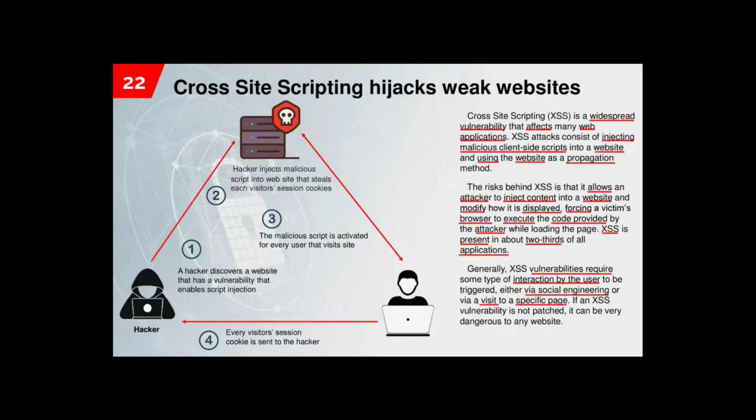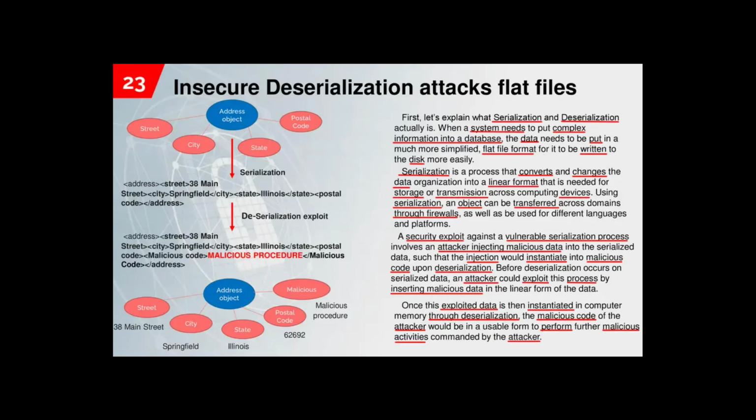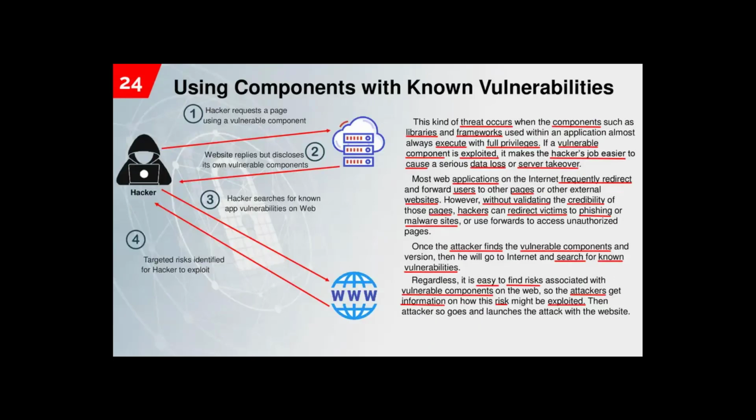We have cross-site scripting, which leverages weak websites. So step number 1, the hacker finds a vulnerable website that enables script injection. This one's a mouthful. Insecure deserialization. So when objects get stored, like they're created as objects, there's a process called serialization. Next, we have using components with known vulnerabilities. So here we have a hacker requesting a page using a known vulnerable component.